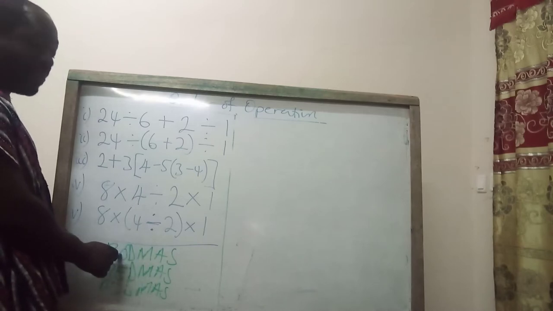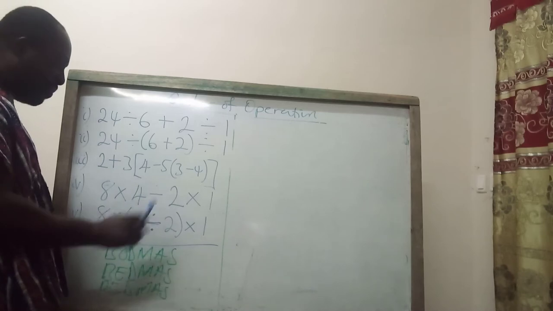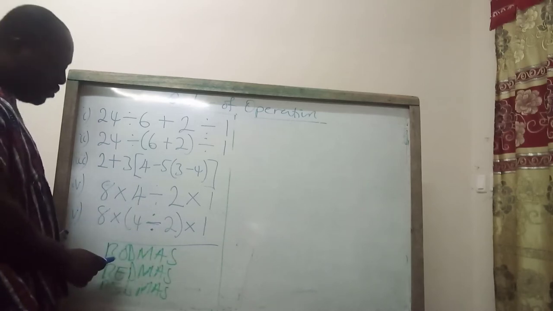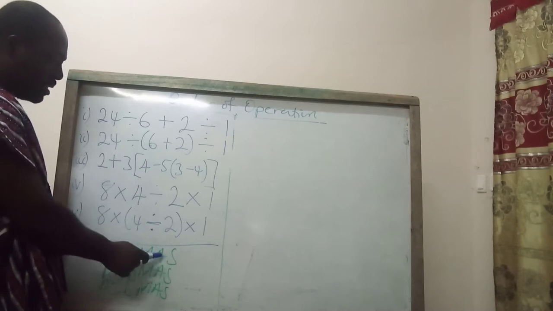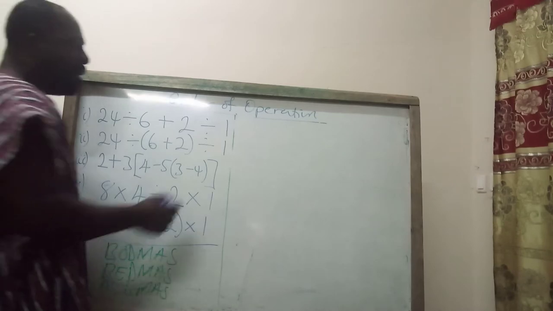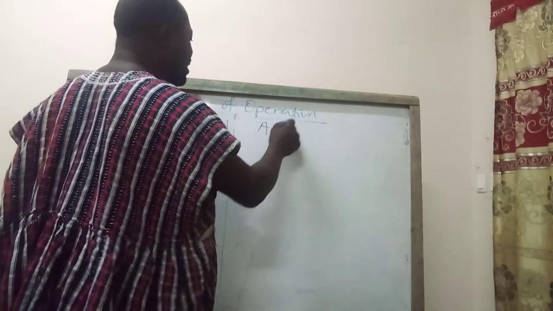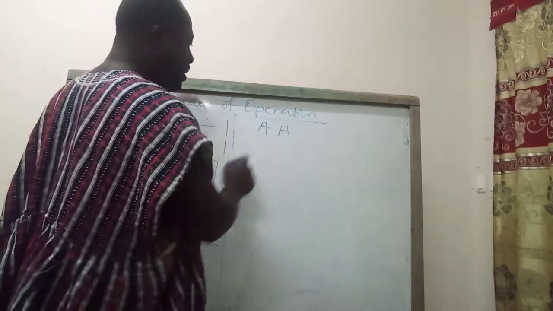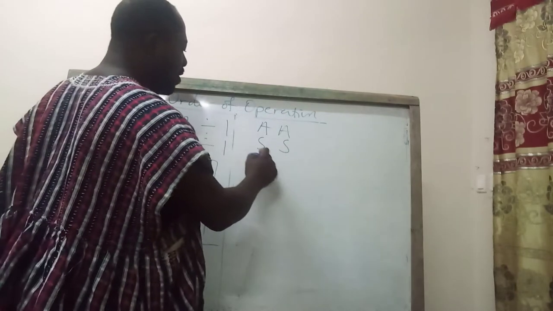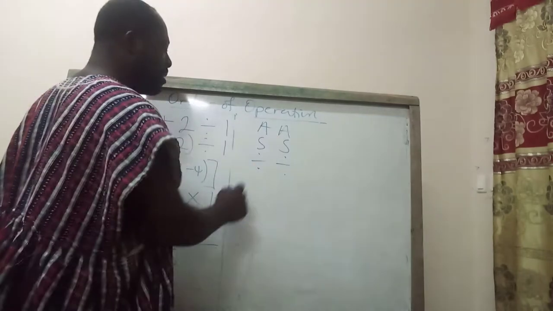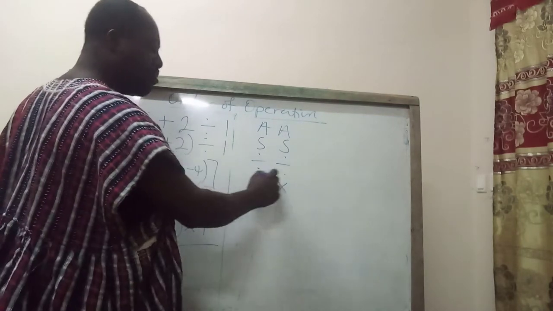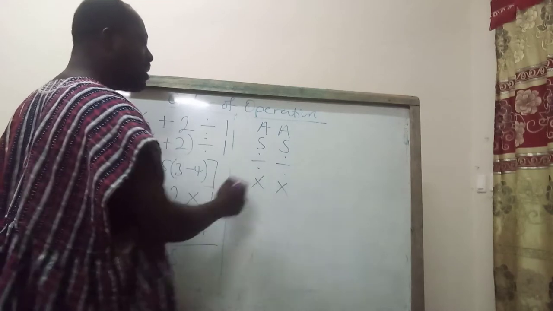Expansion is done by multiplication. Then we come to the division. After division, multiplication, addition, and subtraction. And we also said that when there is addition, do it from left to right. Subtraction from left to right. Division, left to right. Multiplication, left to right. From the left, you do the first one before you go to the second one.